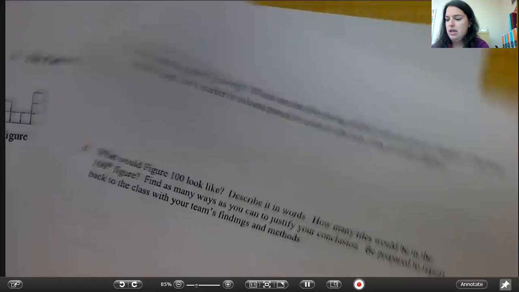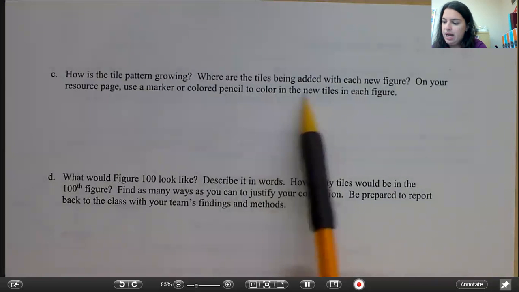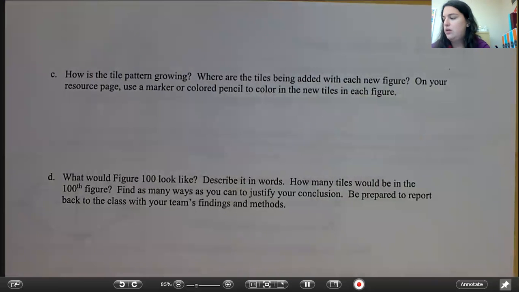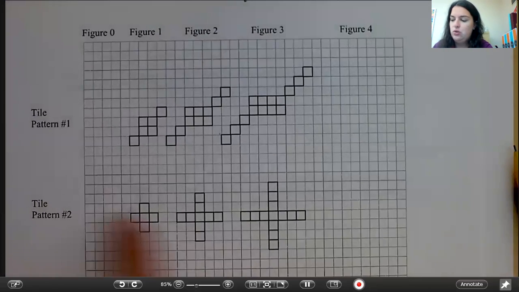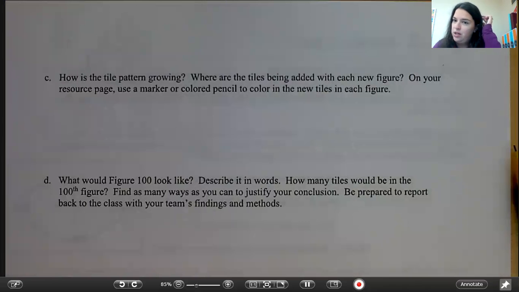Then question C says, how is the tile pattern growing? Where are the tiles being added with each figure? On your resource page, use a marker or colored pencil to color in the new tiles on each figure. So you're going to go back to your resource page, and you're going to color in the new tiles on each figure with a marker or colored pencil. I recommend a crayon or colored pencil.